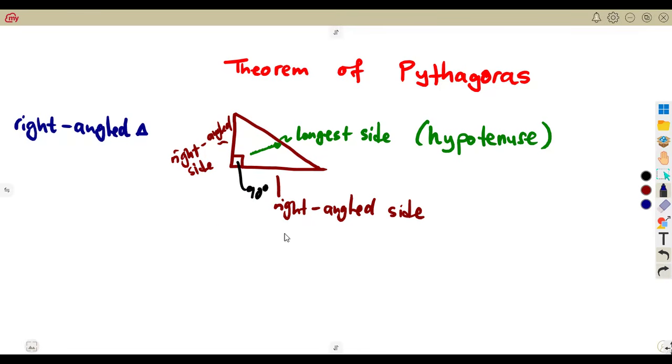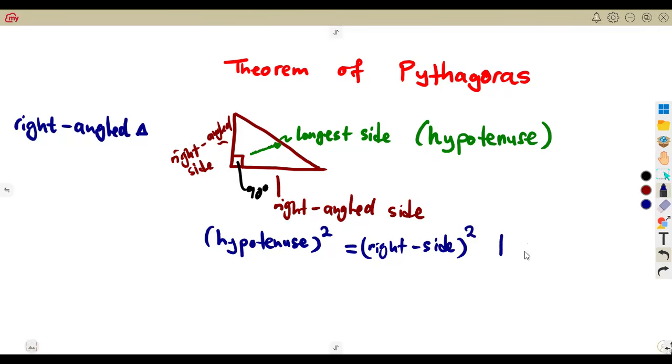From this theorem of Pythagoras, it states that whenever we are given this hypotenuse, the hypotenuse squared, that is the square of the hypotenuse, is equal to the sum of the squares of these shorter sides. So we are simply referring to the right side. I'm just going to write in short. This right-angled side, I'm going to write as right side. So it's right side squared plus another right side squared. It's a formula that you need to know. So this is the condition that you are going to have.